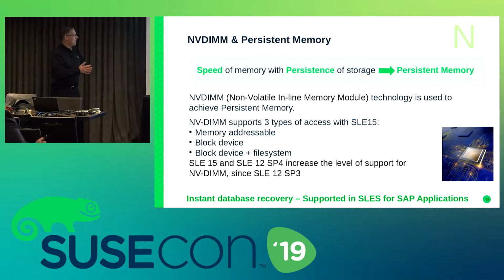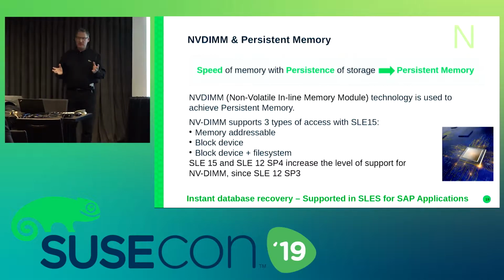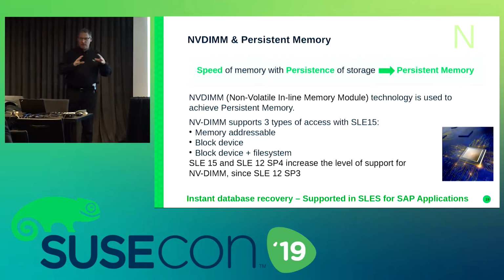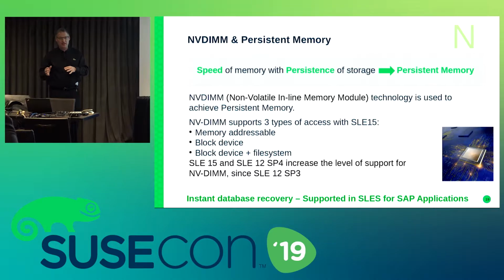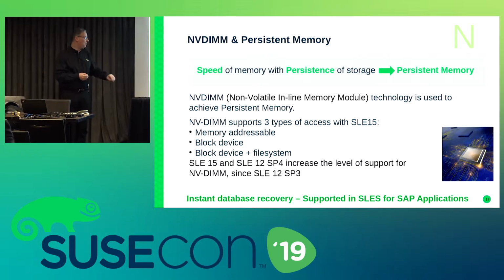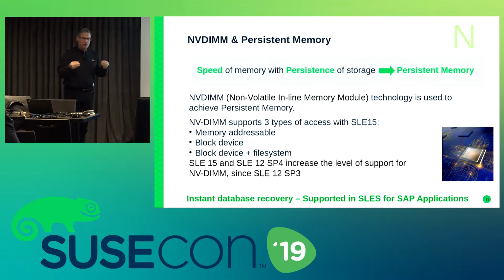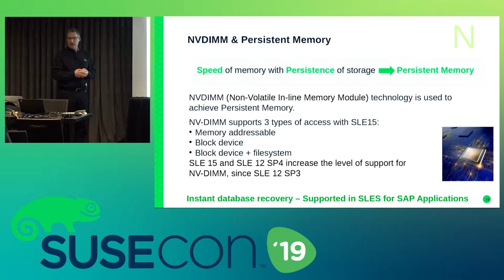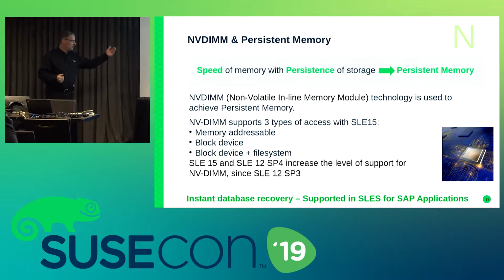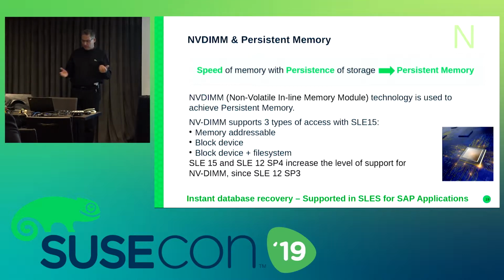N is about NVDIMM. That is a very interesting technology. You may have heard about this, or you may have heard about persistent memory. Persistent memory is a technology which bridges between a flash device and a RAM device, basically. And it bridges in the way that it can have multiple modes. Sometimes this is also called NVDIMM, non-volatile dual inline memory module, because it is delivered in the form factor of a normal DIMM in recent technology and systems. It supports 3 types of access in SUSE Linux Enterprise 15 and actually also 12 SP4: memory addressable, block device, and a block device with file system.